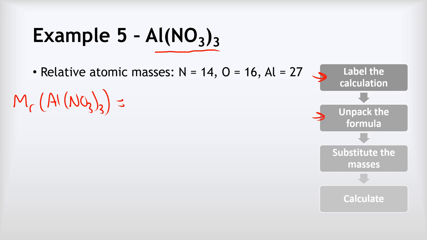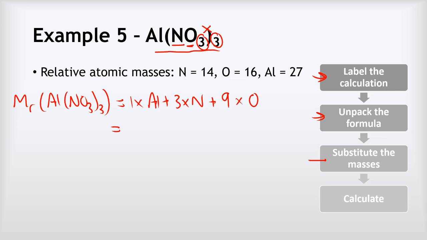So we've got 1 times Al, because there's no number next to Al. Then we're going to add on, we've got 1 nitrogen in the brackets, but we've got 3 lots of the brackets. So that's going to be 3 times nitrogen. And then we're going to add on, and this often confuses people, we've got 3 oxygens in the bracket, but 3 lots of the bracket. So we do 3 times 3 to give us 9 times oxygen. Okay, that is our unpacking done.